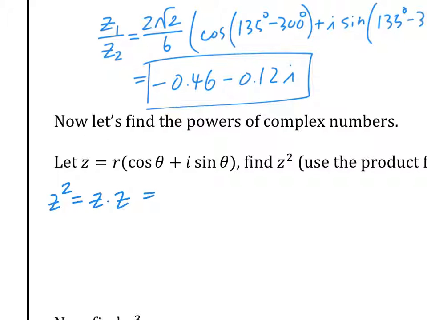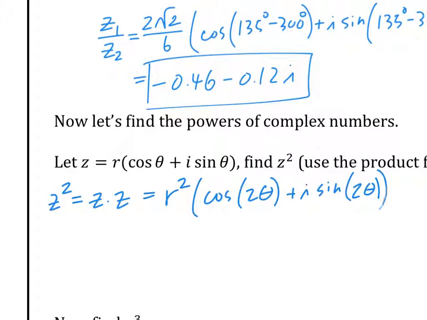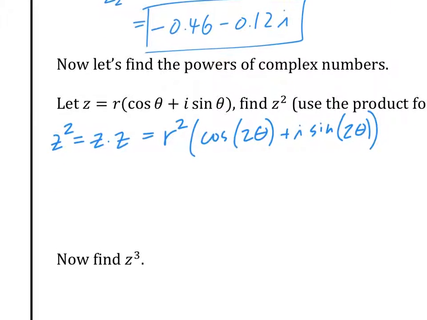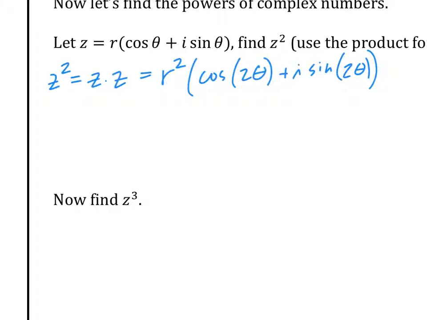So the product, this is like you're multiplying together, right? So product, r squared, and then cosine of 2 theta, right? Theta plus theta, so 2 theta, and then plus i sine what? 2 theta. Very good. So z squared is z times z, which we just practiced with the product formula. So this is how it works.